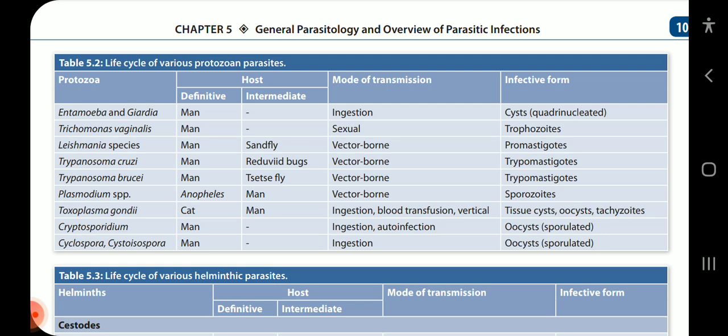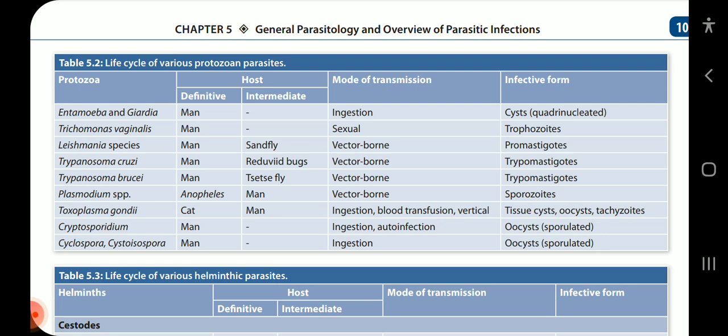Trypanosoma cruzi: definitive host man, intermediate host reduviid bugs, mode of transmission vector-borne, infective form trypomastigotes. Trypanosoma brucei: definitive host man, intermediate host tsetse fly, mode of transmission vector-borne, infective form trypomastigotes. Plasmodium species: definitive host Anopheles, intermediate host man, mode of transmission vector-borne, infective form sporozoites.